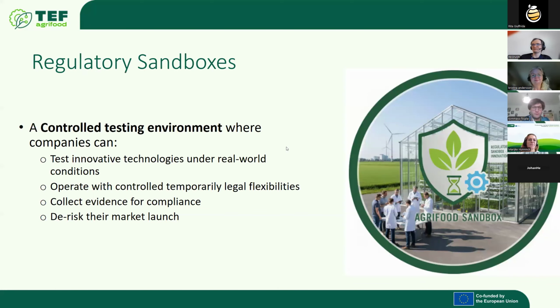Yeah, thank you, René. So what is a regulatory sandbox? A regulatory sandbox is a controlled testing environment in which companies, startups, and innovators can test and validate new technologies or solutions under real-world conditions with a certain regulation temporarily relaxed or modified. You can go to the next slide.